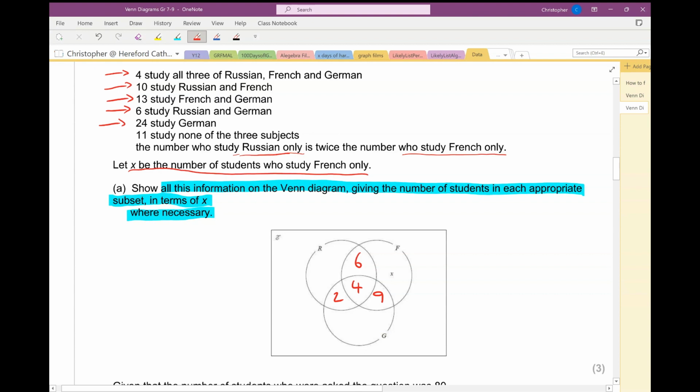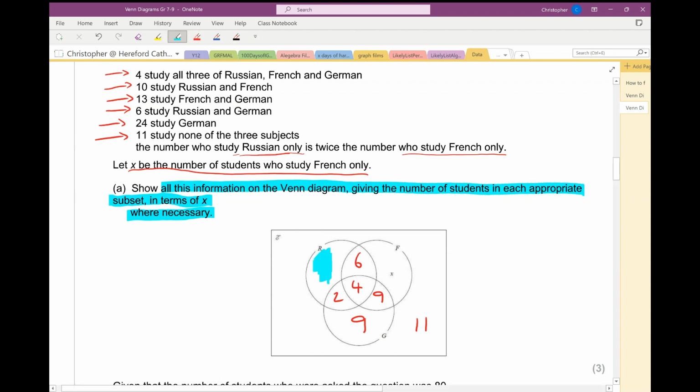24 study German. Now, would it be correct to write 24 there? No, it wouldn't, because if I write 24 there, then far more than 24 would study German, because all of that lot would study German. So that's a mistake. But if it's going to be 24 study German, well, I can see I've already got 15 of those, which means that 9 must study German only, because the rest of the German studiers also study another language. 11 study none of the 3 subjects. Put that there, right?